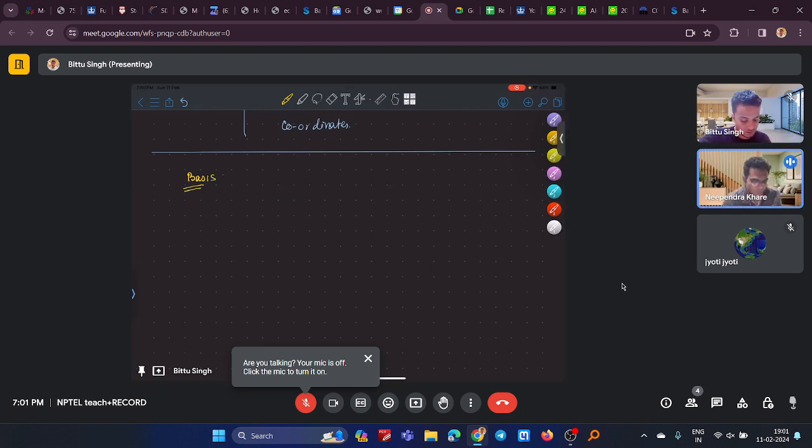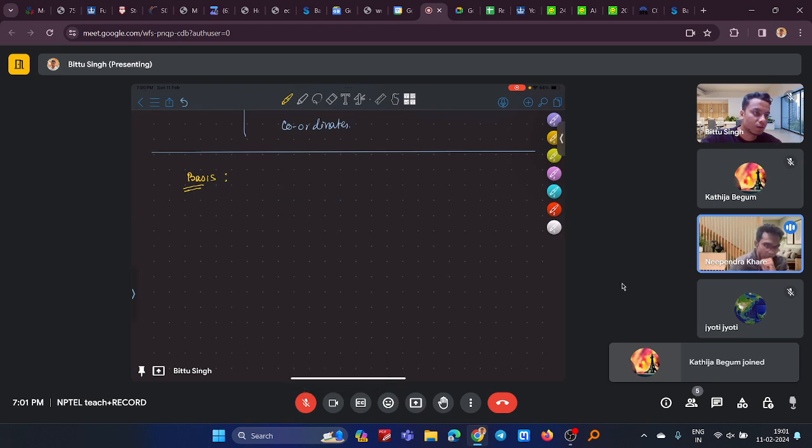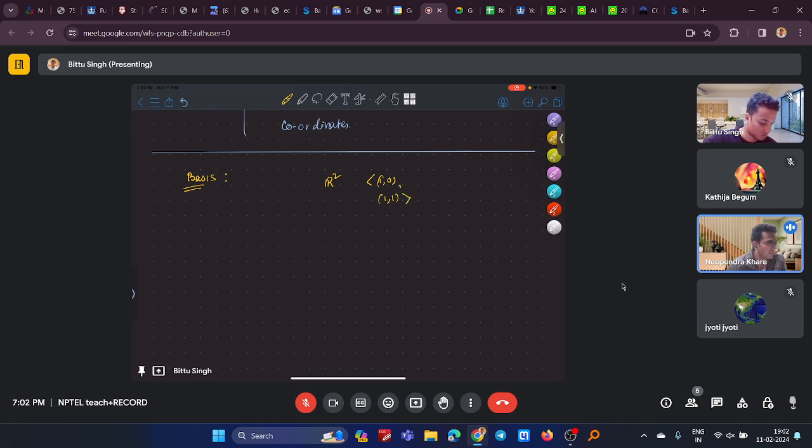So, just one question on that basis thing. I was going through one of the videos. In that, it was mentioned that for the R2 space, (1, 0) and (1, 1) is the basis. Right? And the idea is that if we remove one of the elements, then it should not get the entire vector space. So if we remove (1, 1), then it just becomes only x, right? And that is not a complete thing, right?